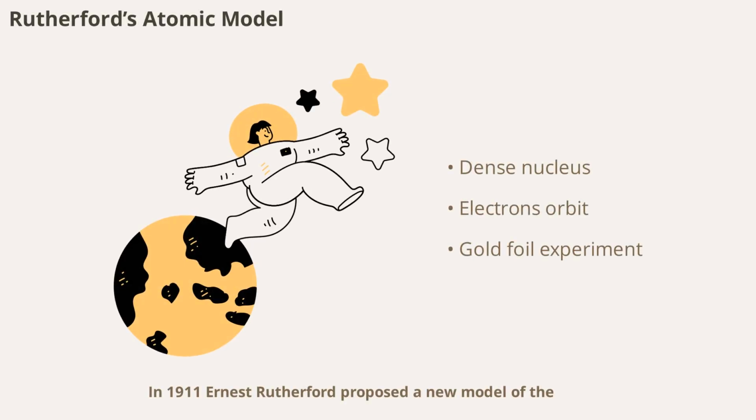In 1911, Ernest Rutherford proposed a new model of the atom based on his famous gold foil experiment. He suggested that atoms consist of a tiny dense nucleus at the center, containing positively charged protons, with electrons orbiting around it, much like planets around the sun. This model was a major leap from earlier ideas, as it introduced the concept of a central nucleus. However, it also raised new questions about atomic stability and the behavior of electrons. Let's look at what made Rutherford's model so significant and what challenges it faced.